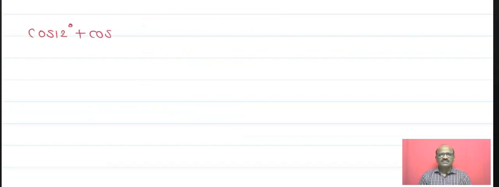See this here. Cos of 12 degree plus cos of 84 degree plus cos of 156 degree plus cos of 132 degree.